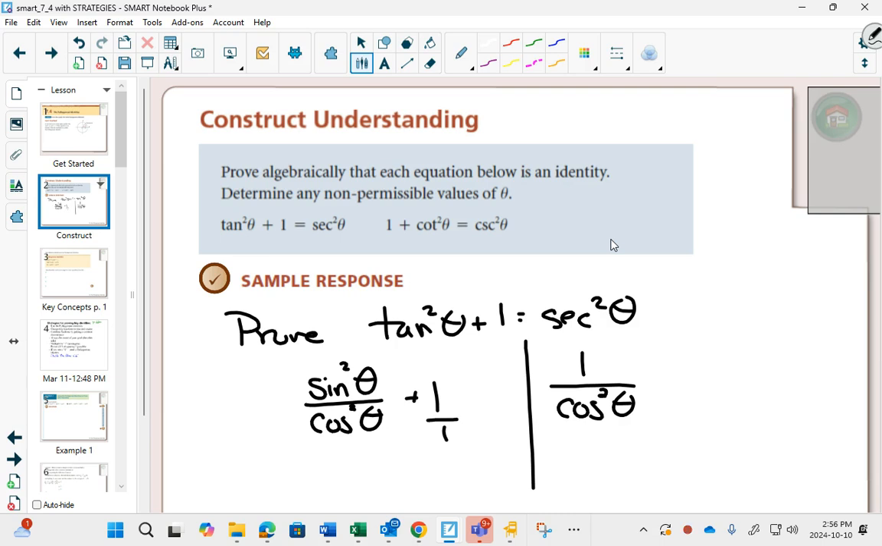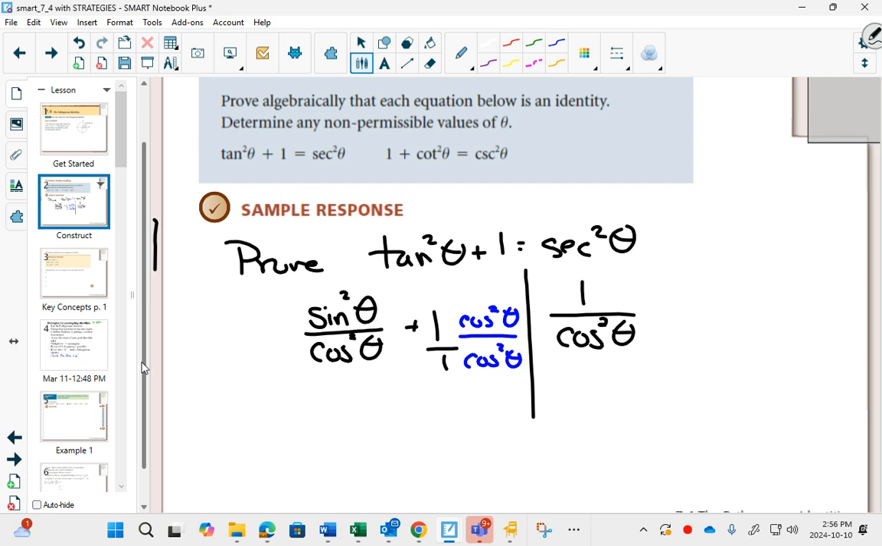How do I add fractions? I need a common denominator. So I'm going to get a common denominator of cos squared theta. So I multiply this top and bottom by cos squared theta. And then I get a single fraction. My common denominator is cos squared theta, and I can add the tops, which will be sine squared theta plus cos squared theta.